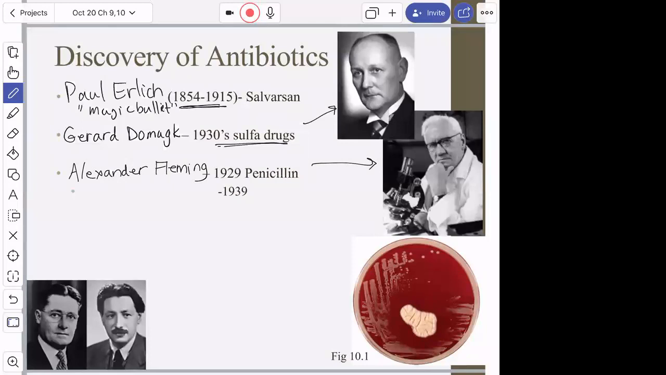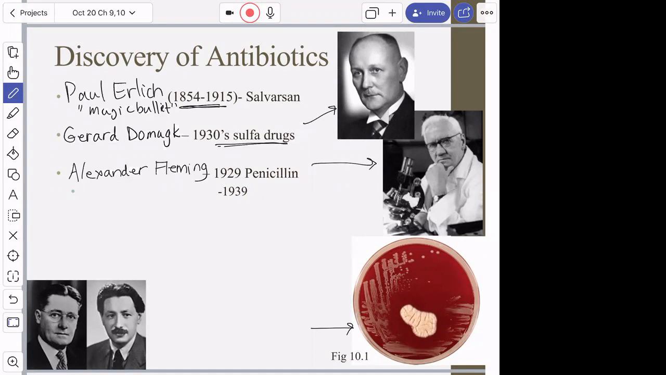So the story goes, he went away on vacation, and when he came back, he had left, back in those days, Petri dishes were made of glass, and it was somebody's job to clean them out, but they never got done. He had a bunch of Petri dishes over in the corner of his lab that didn't get thrown away. Came back from vacation, and he noticed this big mold, like right here, growing on his plate.